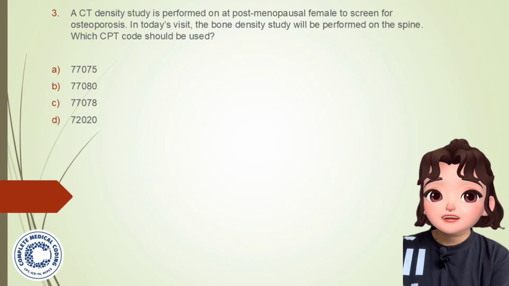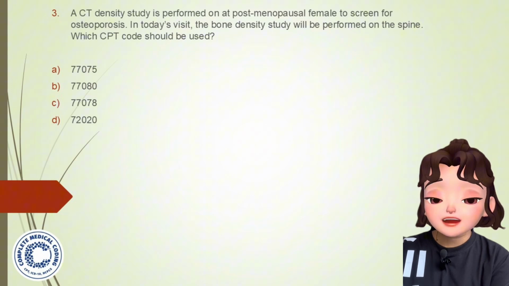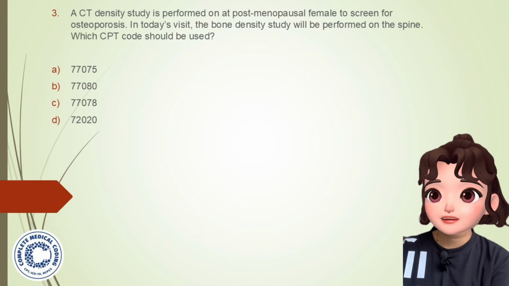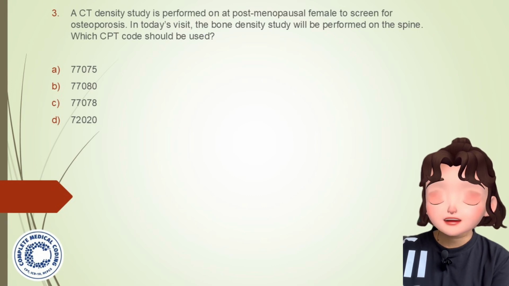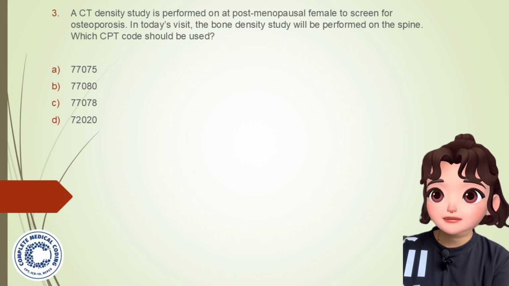What is 77075? Radiological examination, osseous survey, complete, axial and appendicular skeleton. This is not an osseous survey, so 77075 is the wrong code. What is 77080? Dual energy X-ray absorptiometry, DXA, bone density study. This is not a DXA bone density study, so that's also wrong. What is 77078?